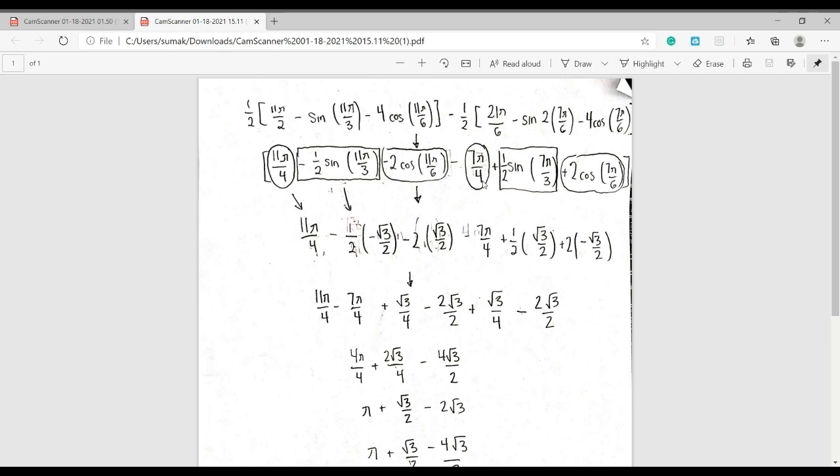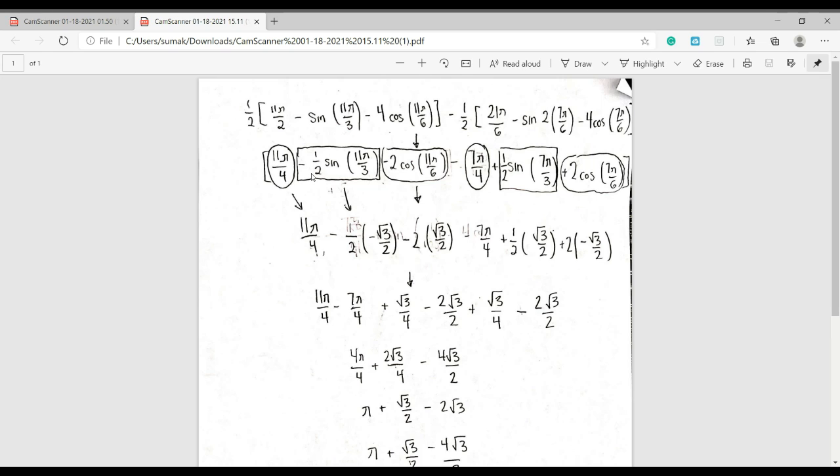And I did that to the other side, so I got 7 pi over 4 after multiplying negative 1/2 and 21 pi over 6. And then I got positive 1/2 sine 7 pi over 3, and then plus 2 cosine 7 pi over 6, because we have a negative and a negative here, so it cancels out and we get a positive. Right here I circled like terms to make it easier for you to understand. So we have 11 pi over 4 and 7 pi over 4, and the reason I circled these two is because they have a common denominator, and I feel like we could just subtract them fairly easily.